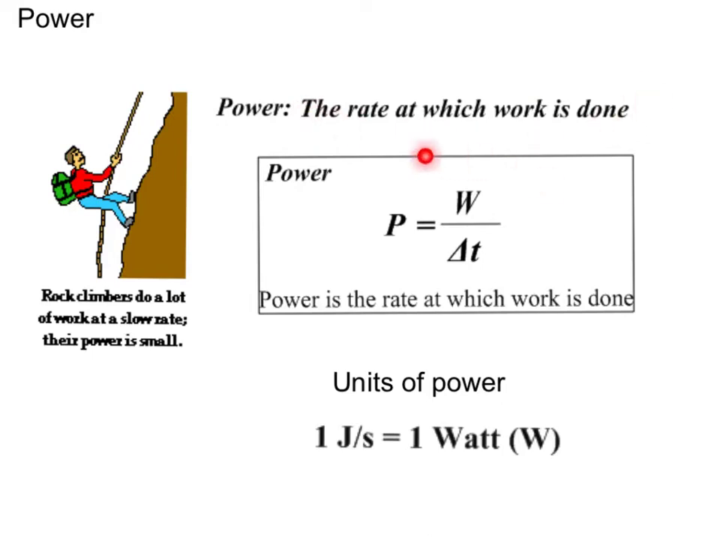So here is our power equation. It's work over time, the rate at which work is done. From looking at this equation, we can see what the units for power would be. Since work is measured in joules, time measured in seconds, the units of power would be joules per second.